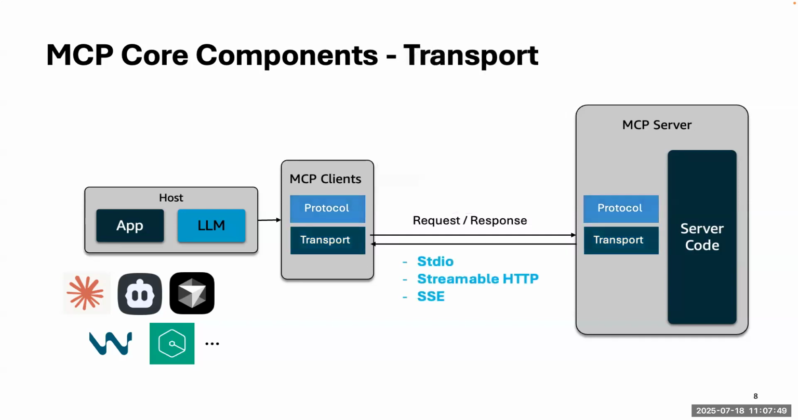Now, the transport layer handles how messages are physically transmitted. It's the communication channel between the client and the server, and MCP supports multiple transport layers. So it has the standard IO and streamable HTTP and SSE, which is being deprecated. So we'll focus more on the standard IO and the streamable HTTP.